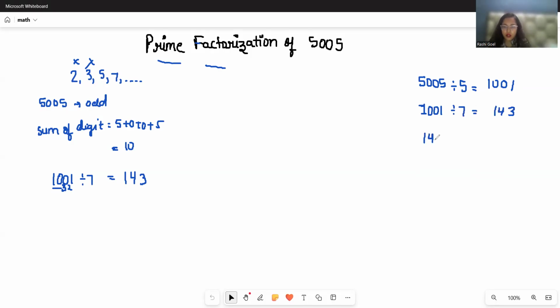Now 143 divided by the next prime number 11 gives us 13. So the final prime factorization of 5005 is 5 times 7 times 11 times 13.